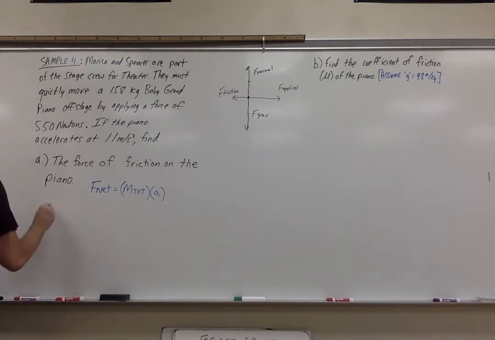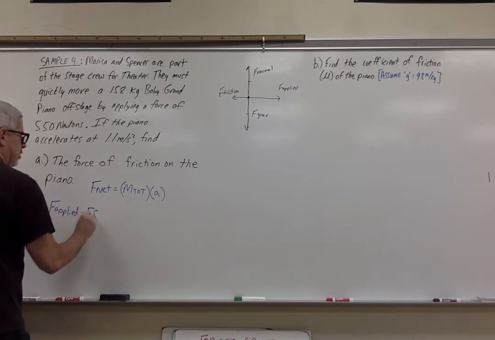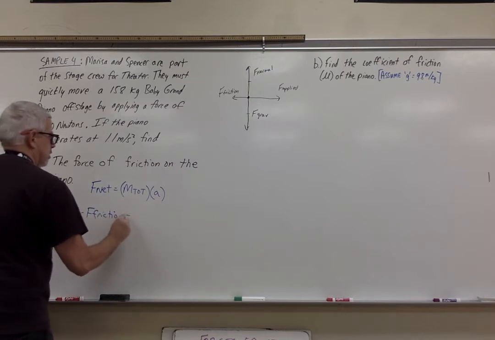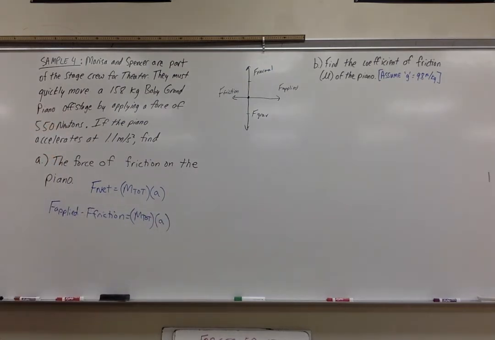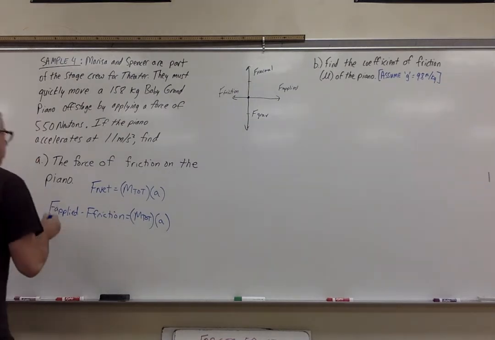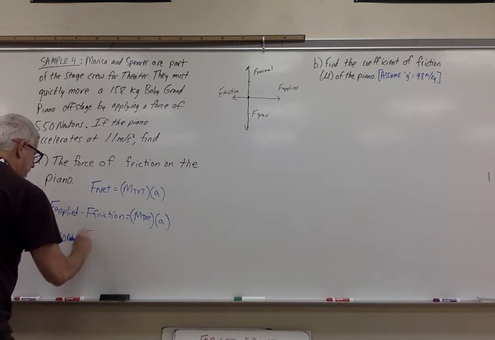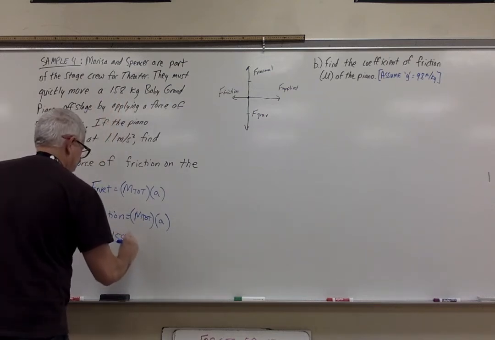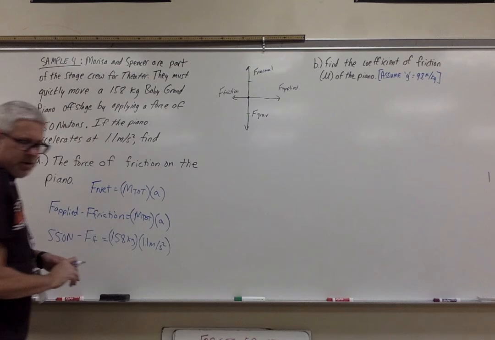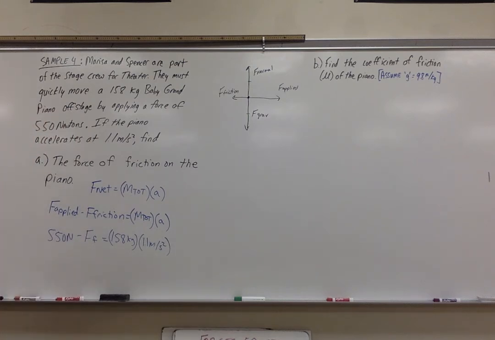So I'm going to rewrite this. I'm going to say F applied minus F friction is equal to m total times a. And now I think I know everything except what I'm looking for here, which is the force of friction. Because this was given as 550 newtons minus F f. This is 158. This is 1.1 newtons per kilogram, or 1.1 meters per second squared. So when I do that, 158 times 1.1 would be 158 plus 15.8, which gives me 173.8.